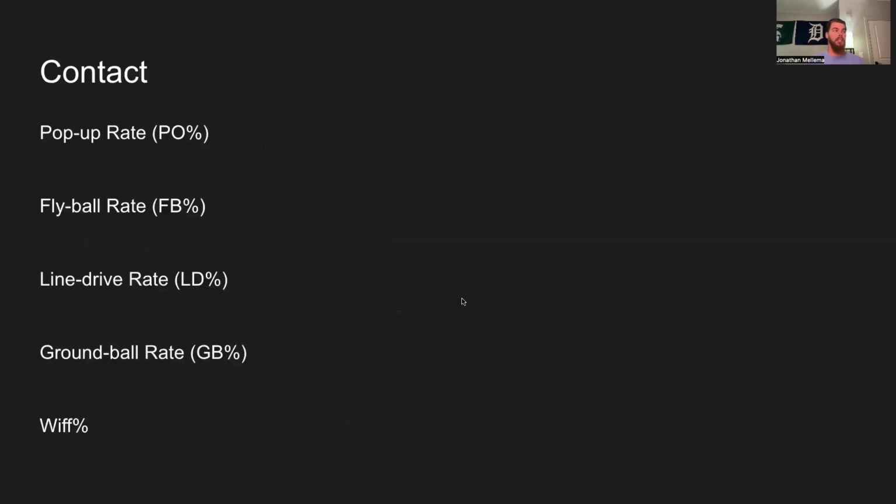The differentiation between a pop-up, fly ball, line drive, and ground ball: a fly ball is a ball that is hit to the outfield in the air. That is not considered a line drive, whereas a pop-up is only to the infield. Of course, a ground ball is a ball headed along the ground.